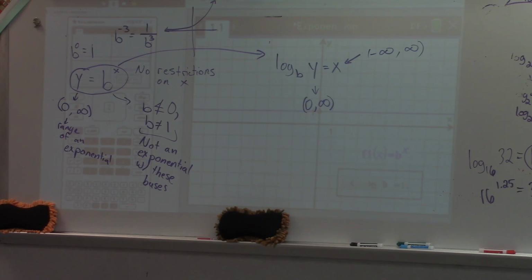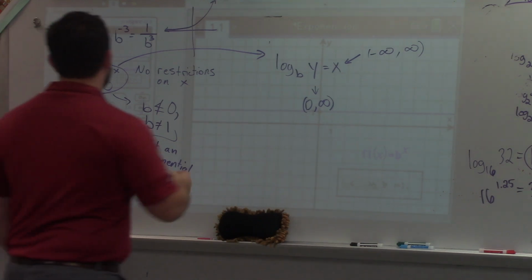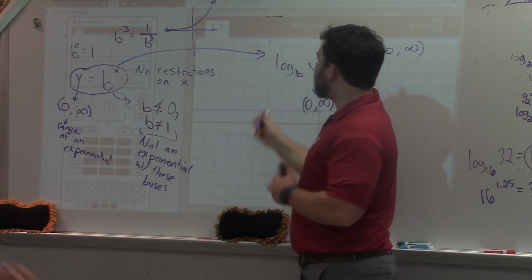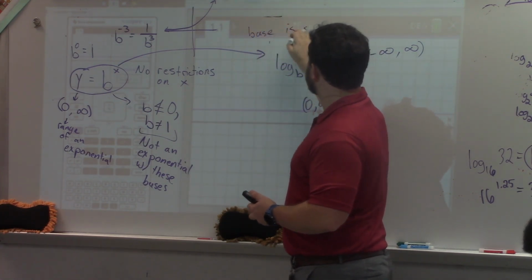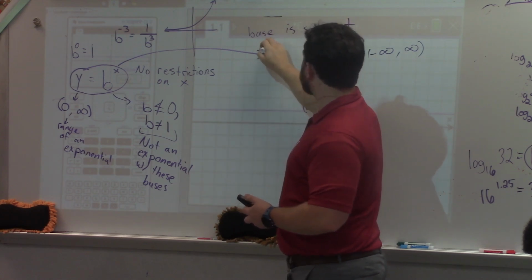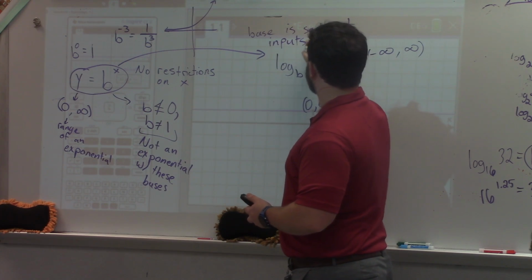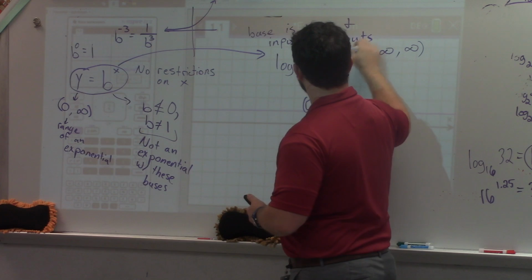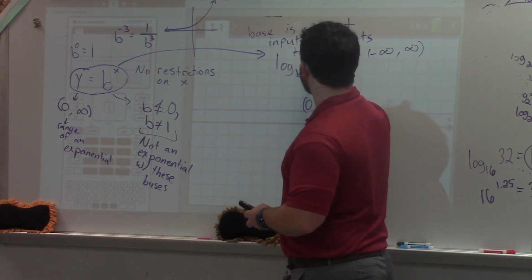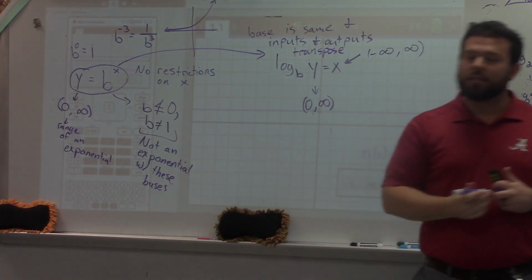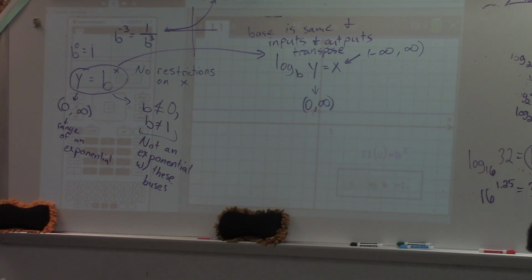I want to give you a minute or two to write whatever notes you need about those restrictions, but please make a clear connection between those features in the exponential and the logarithm. Make sure it's clear that the base stays the same, and inputs and outputs what? Oh, transpose. Thank you. Use that mathematical terminology. The inputs and outputs transpose. That's it. Okay, so write down whatever you need to.